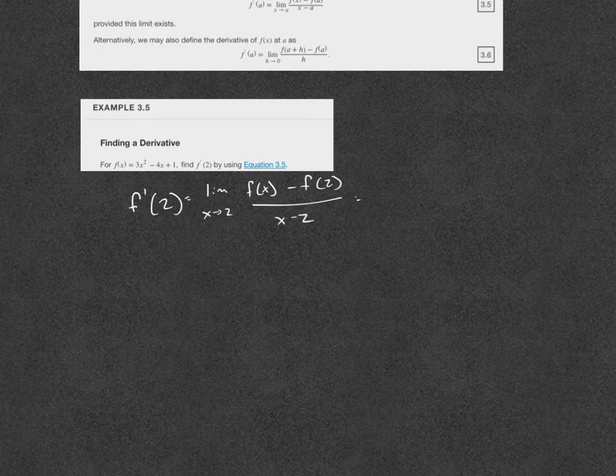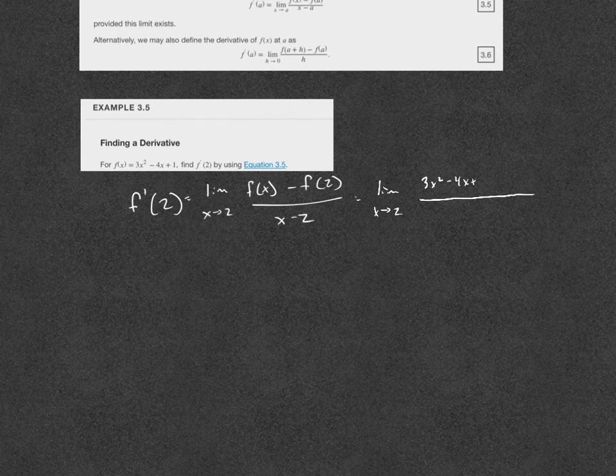My function is, oops, let me write my limit first. And you have to put that on every single step. It's really annoying, and you might forget sometimes, and then I'll yell at you. Well, I'll yell at you virtually. But you should write the limit every time until you actually take the limit. All right, so f(x) means I rewrite my function, 3x squared minus 4x plus 1.